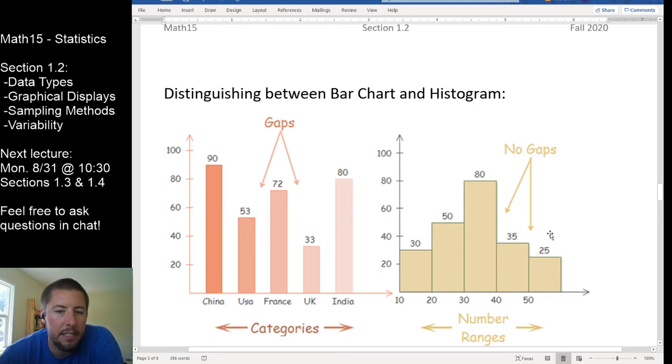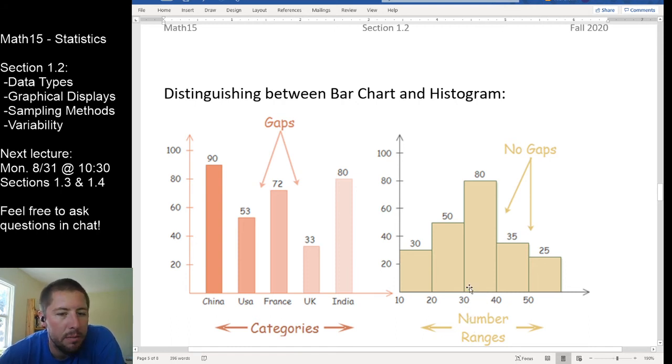On the other hand, a histogram that you're seeing on the right over here looks a lot like a bar chart, but the difference is that we do have numbers down here on the x-axis. So now this is like saying, maybe, how many minutes did you have to wait at the airport for your delayed flight? If your flight was delayed, by how many minutes was it delayed? Maybe we're surveying people at the airport. This right here is going to say 30 people had their flight delayed between 10 and 20 minutes. 50 people had their flight delayed between 20 and 30 minutes. 80 people had a flight delay of 30 to 40 minutes.